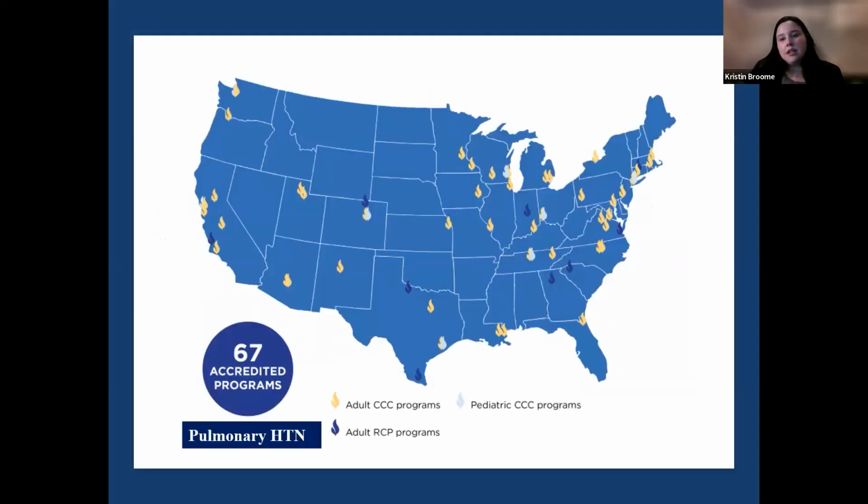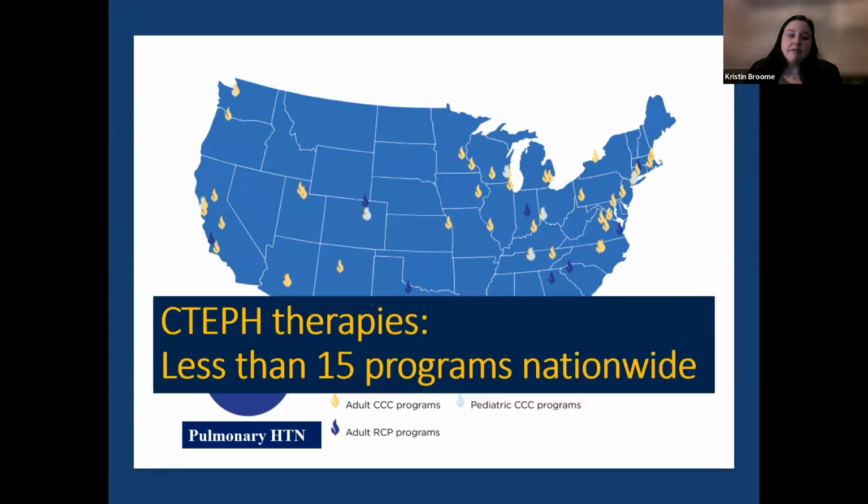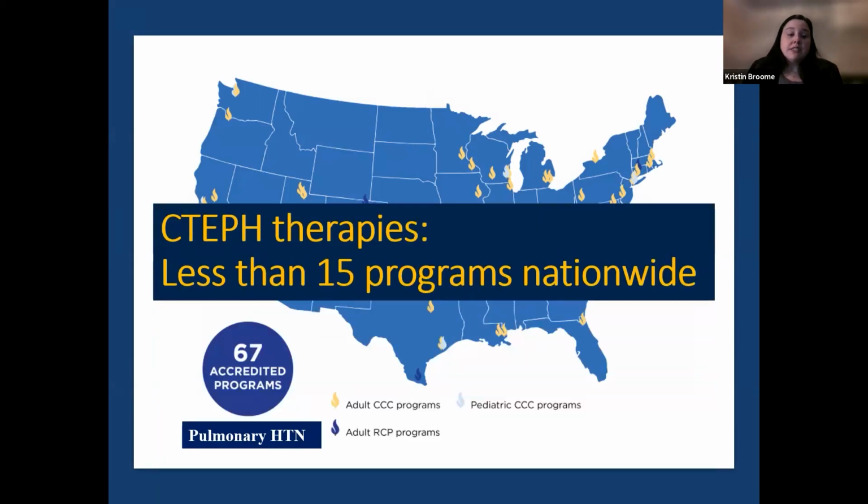So this infographic was pulled from the Pulmonary Hypertension Association site. Currently, there are only 67 accredited pulmonary hypertension programs in the US, with less than 15 of them offering CTF treatment options. So access to these therapies is limited, and it creates a logistic challenge for getting these patients the care they need.